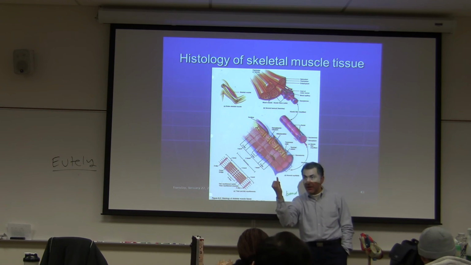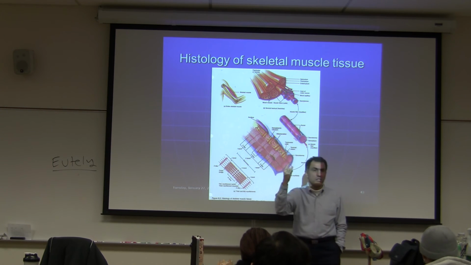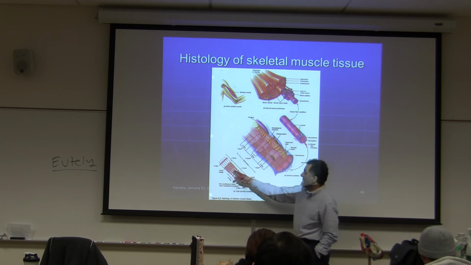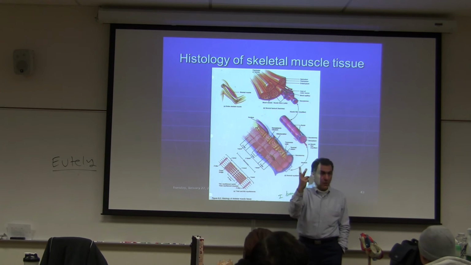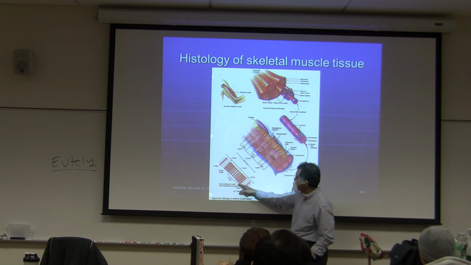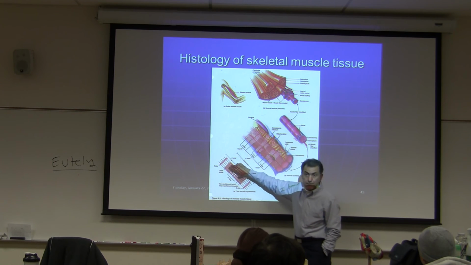The H zone is where there is only myosin. So you have one area that is only myosin, and that's the H zone. One area which is only actin, which is what? The I band. And then one area where you have both actin and myosin is called the A band.